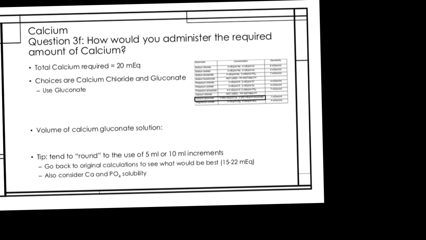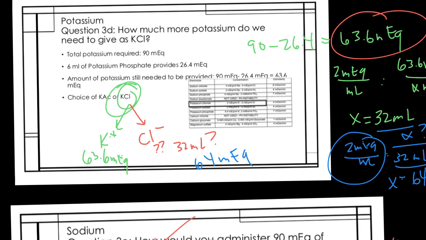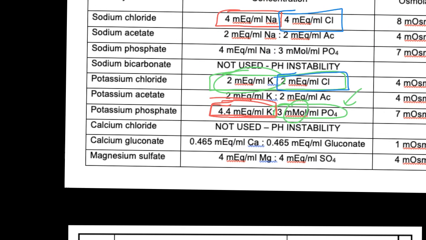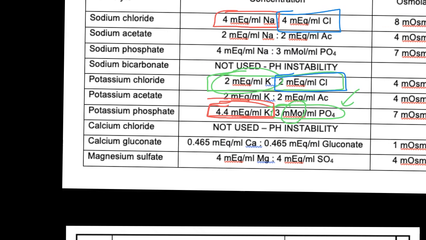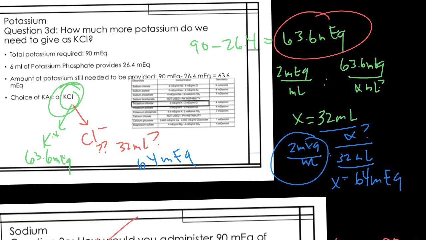Your choices are calcium chloride and gluconate. Since we're using the phosphate, let's try the gluconate. Also, we can't use the chloride because according to this chart, not used, pH instability. So we're going with the gluconate. Got it? Cool. Any questions? Let me know.